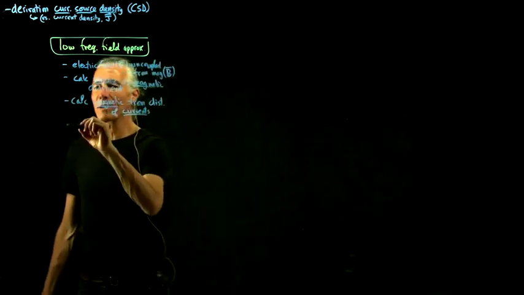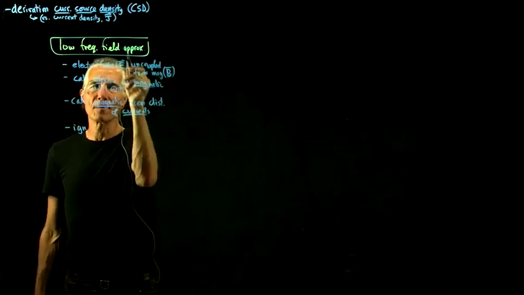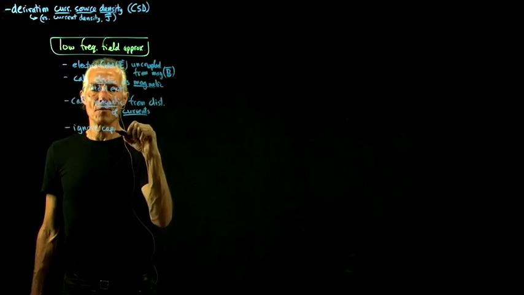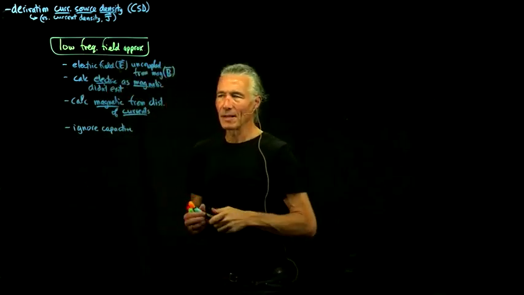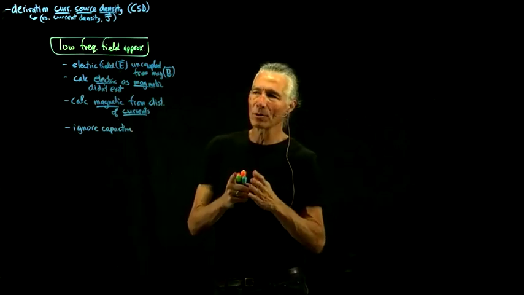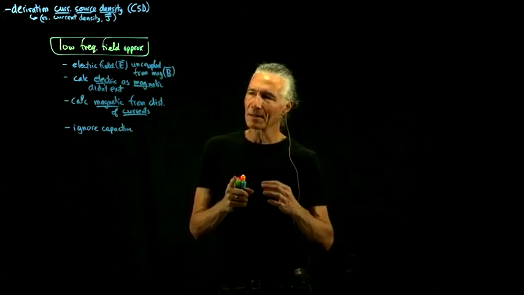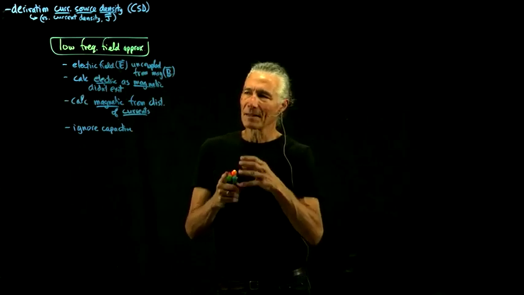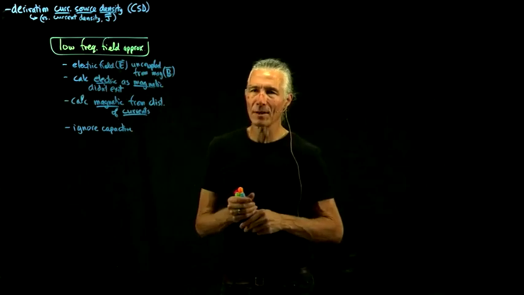And then we also ignore capacitive effects. That's not really part of the low field approximation, but another thing that makes our life more difficult is that a capacitor can temporarily hold charges, and since currents are moving charges, some currents can get bled off into a capacitor and change how the electric currents are moving around.